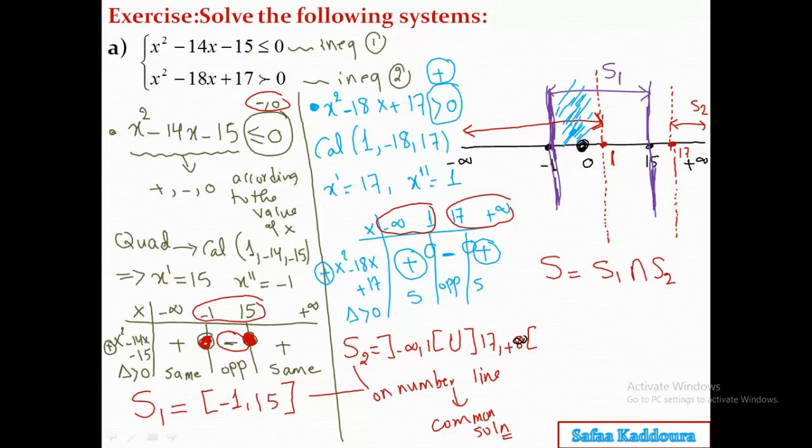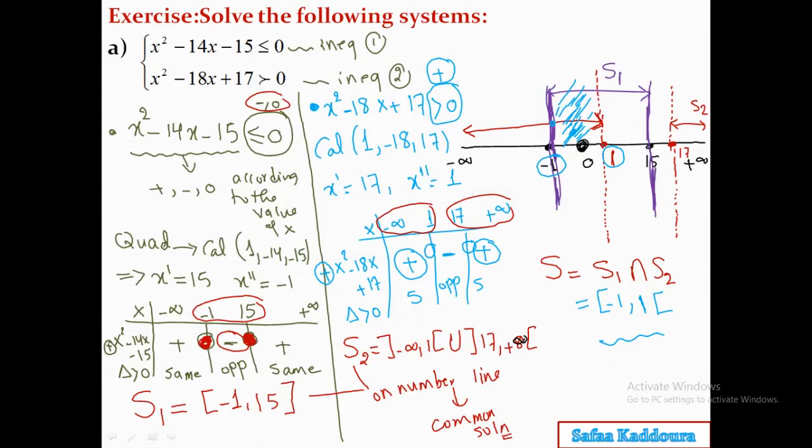Red and purple. So it is from here, which is minus 1 included, to here. Here what? 1 to 1. But at 1 it is dotted, so it is open, and this is the common solution.